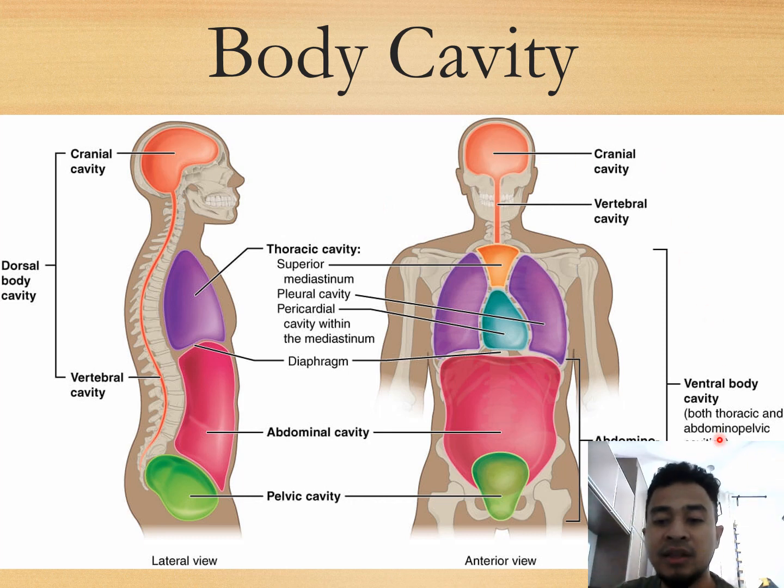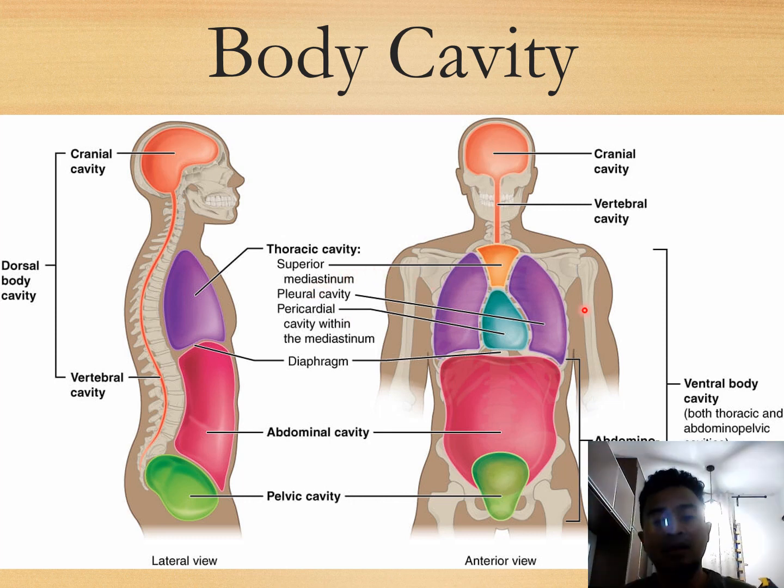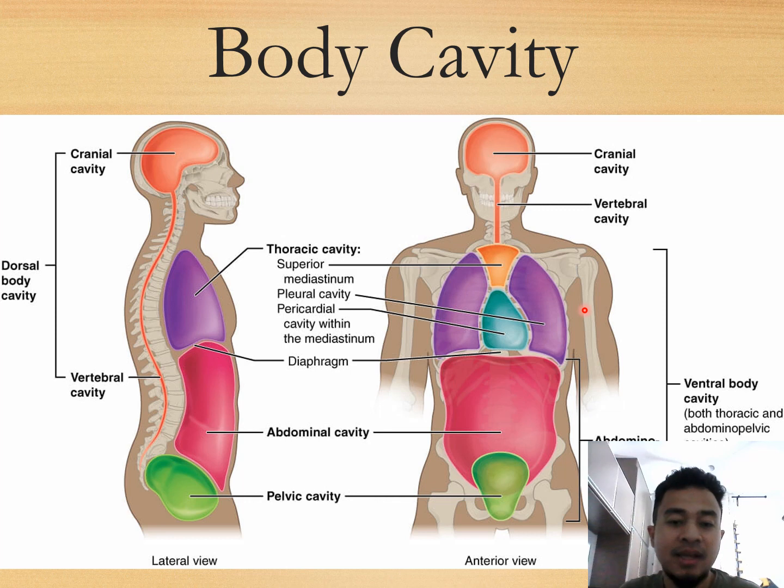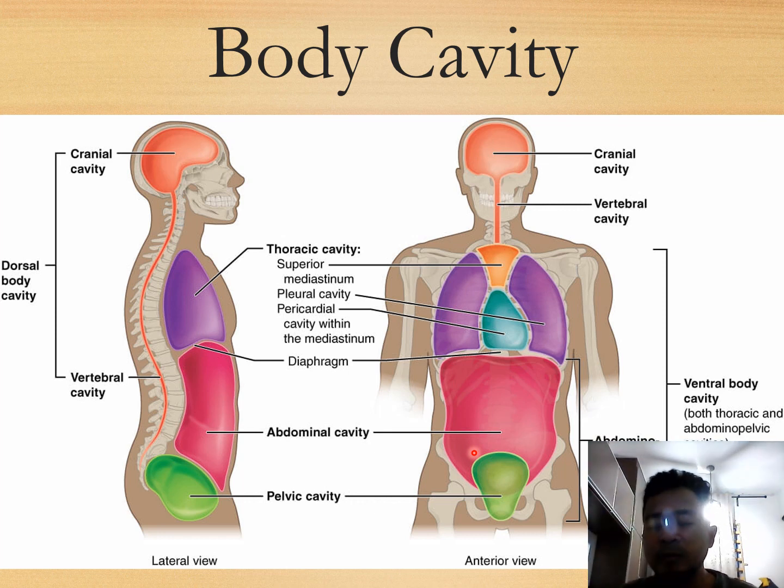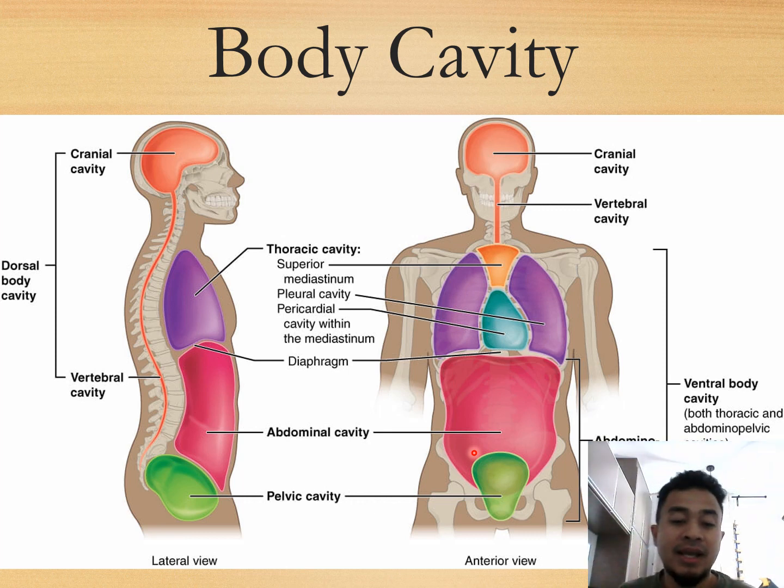Second, we have the ventral body cavities, which consist of the thoracic cavity, where your lungs and heart are positioned, the diaphragm, and the abdominal cavity, filled with our stomach, duodenum, small and large intestine, and so on. And lastly, the pelvic cavity. The pelvic cavity is different in male and female. For the female, we have the uterus positioned here. This part is mainly for both male and female. This is our reproductive organ area, mainly situated here.